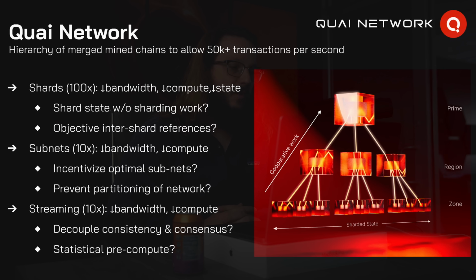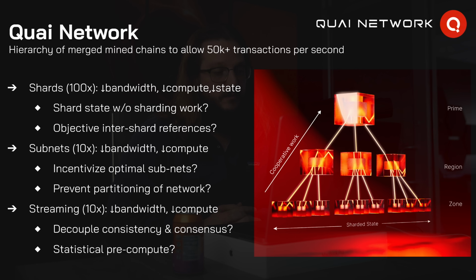Implicit to that, we're also threading when we create shards. So we're also decreasing the compute that's needed in any given node, as well as the bandwidth requirement for running a node. Now, sharding can potentially provide a 100x increase in throughput, but there are some challenges that go along with sharding. How do you shard state without sharding work? And how do you create objective inter-shard references that properly order the transactions between the shards?